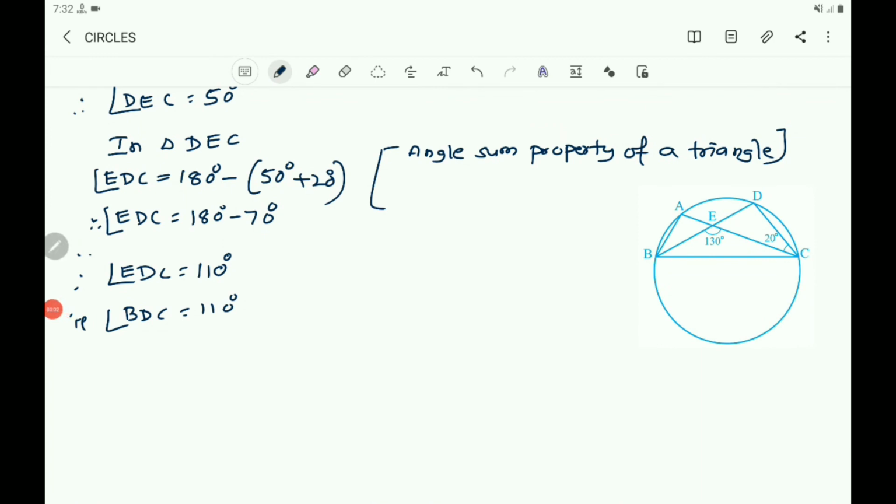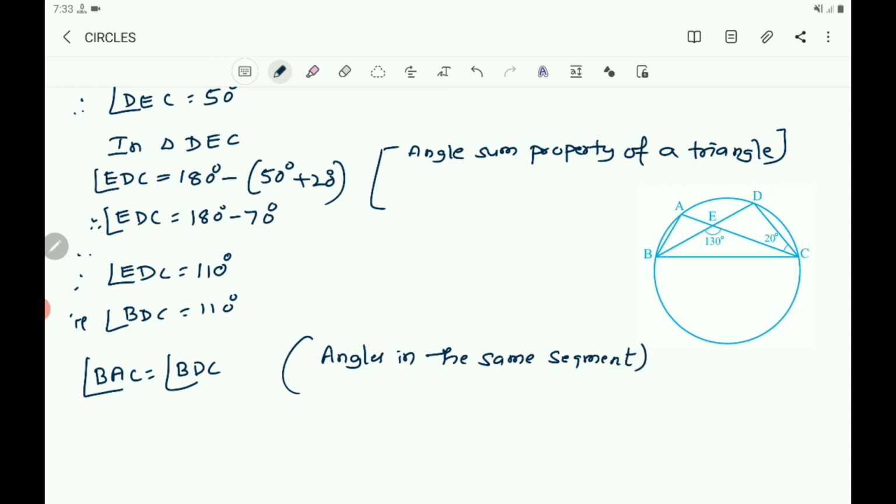As angle BDC is 110 degree, angle BAC must be equal to 110 degree, because angle BAC and angle BDC are the angles on the same segment. Angles in the same segment. So you write angle BAC equals angle BDC. Angles in the same segment.